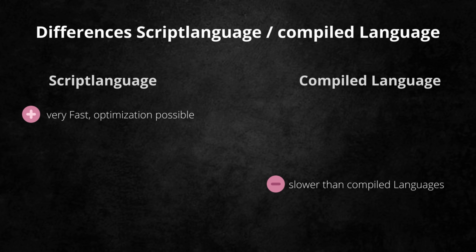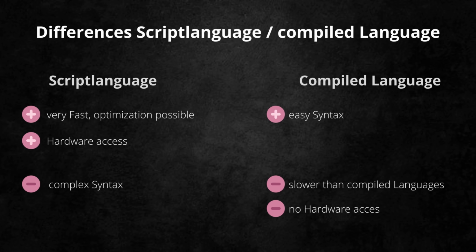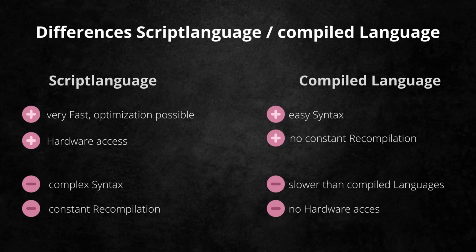Compiled languages also have hardware access. This means that you can write drivers or even operating systems. This is not possible with script languages. Script languages, on the other hand, have an easy syntax and don't need new compilation every time you change something in your code. In the next video, we will practice JavaScript by writing our first program in the browser.